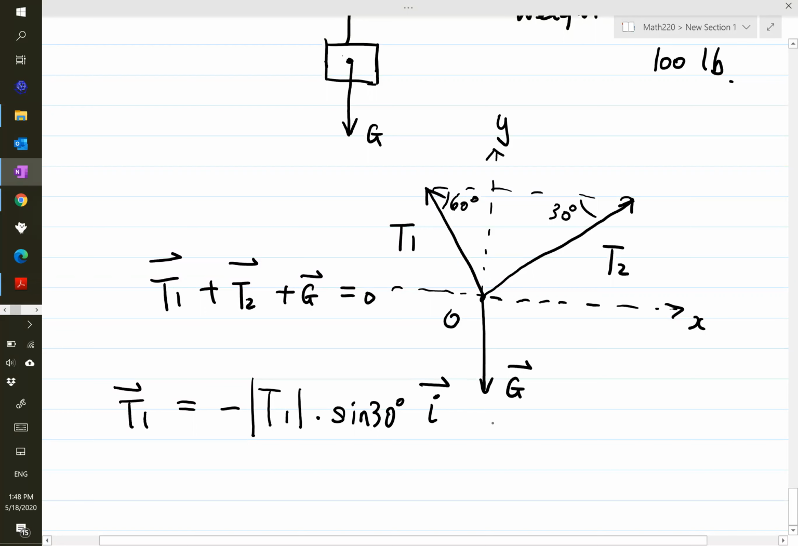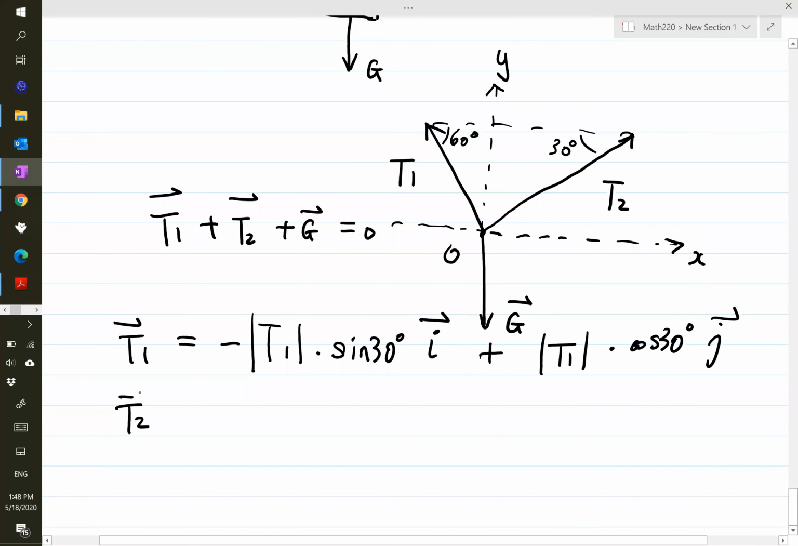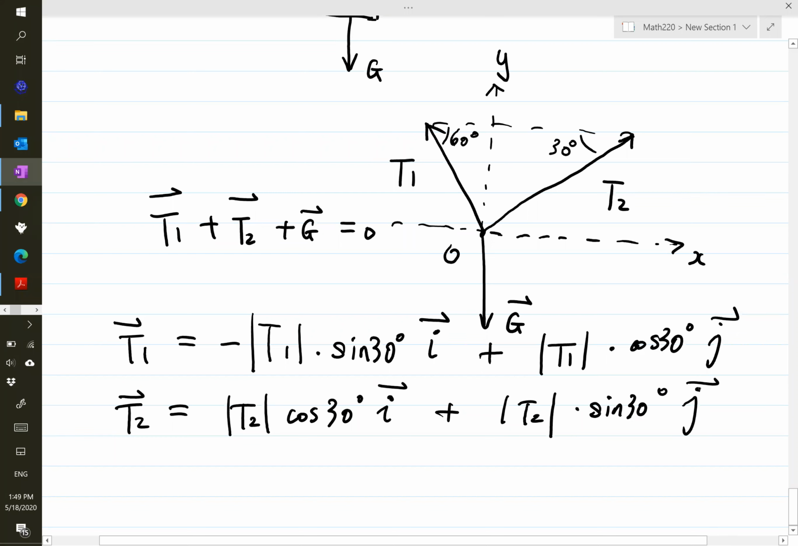So it's negative this thing along I, so this is X direction. And then plus T1 times cosine 30 along the J direction. And then T2, which is T2 times cosine 30, this gives us I direction, X direction, plus T2 times sine 30 along the Y direction.